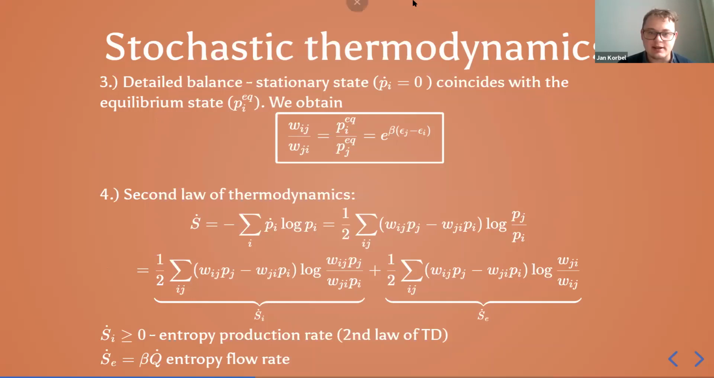One is first entropy production, which can be shown to be non-negative. And the second is the heat flow, the entropy flow, and the entropy flow is actually beta, the inverse temperature, times the heat flow rate.